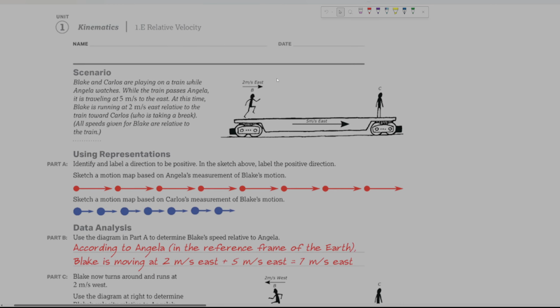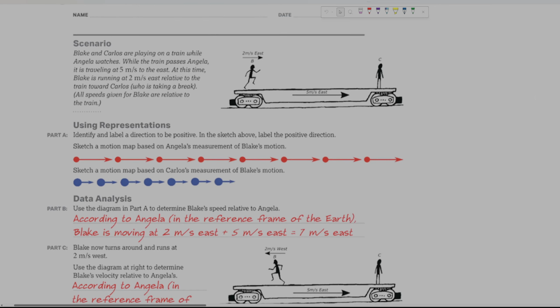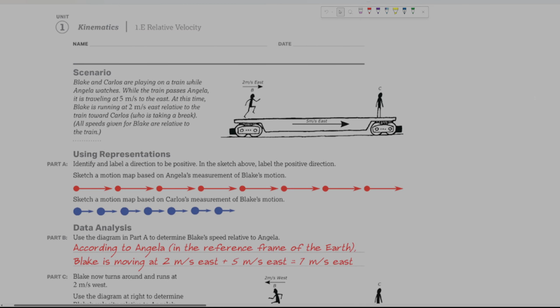Okay, so relative velocity, as the title implies, is going to be just a reminder about how velocity changes depending on what you're comparing it to. Okay, so speeds given for Blake are relative to the train. So if he's moving 2 meters per second to the east, that's compared to somebody standing on the train with him. So Carlos would see Blake running 2 meters per second to the east. Blake would consider himself moving 2 meters per second to the east.